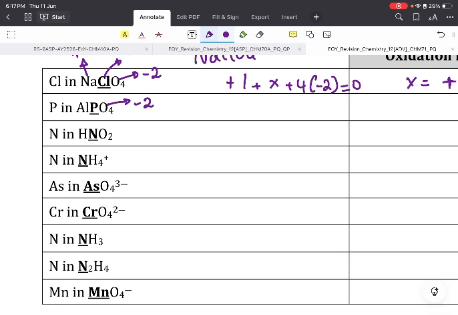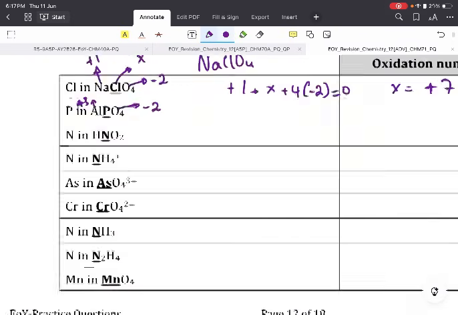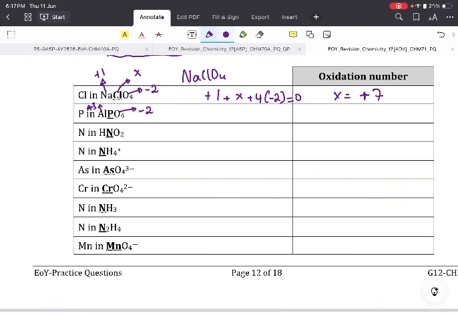Again, this is -2. Aluminium belongs to group 13, so the oxidation number is +3. This is fixed. So I'm going to assign P as X. So +3 plus X plus 4 oxygen, each one is -2 oxidation number. Solving this, we're going to find that the oxidation number of P is +5.